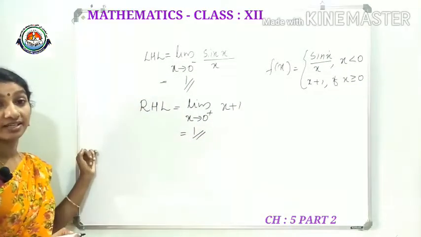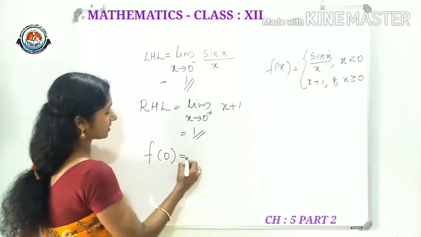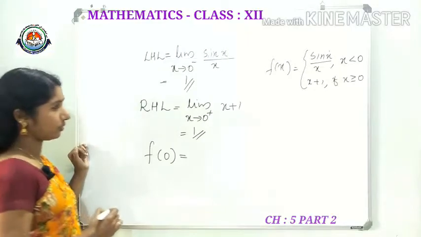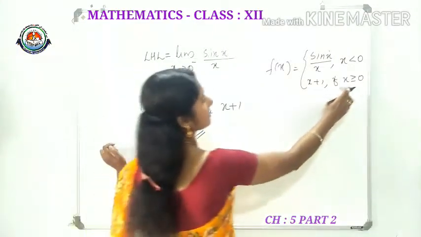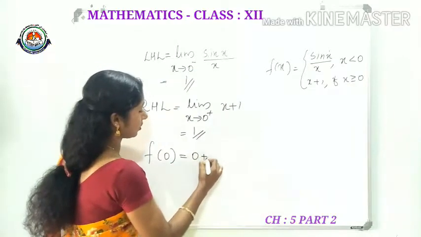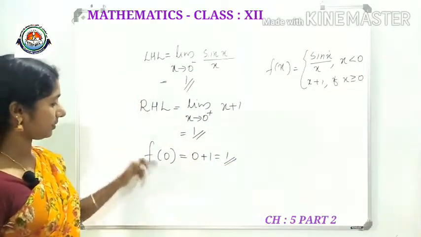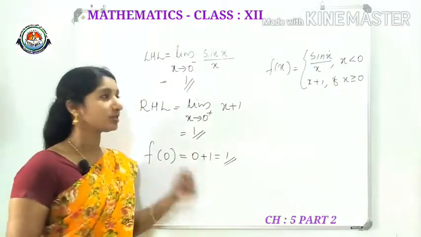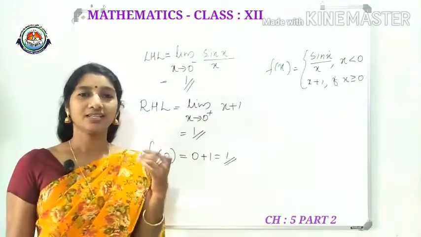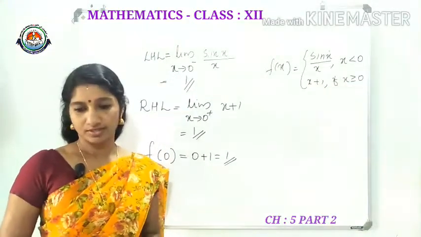We got LHL and RHL equal. And then we can find the function value at x equal to 0, that means f of 0. For x equal to 0, the function is defined as x plus 1, so it will be 0 plus 1, equal to 1. So we got the left limit, right limit and the function value equal. So this function is continuous at every point. Then another question.